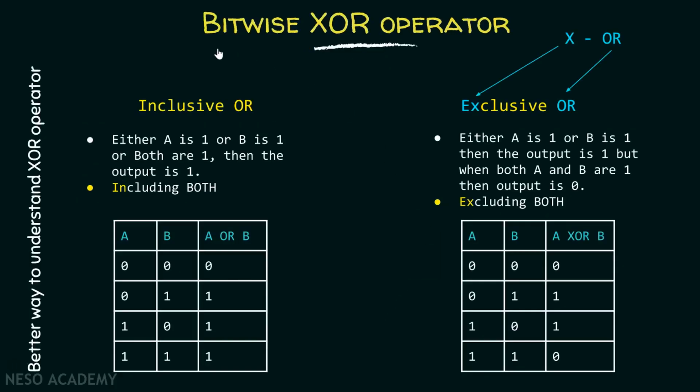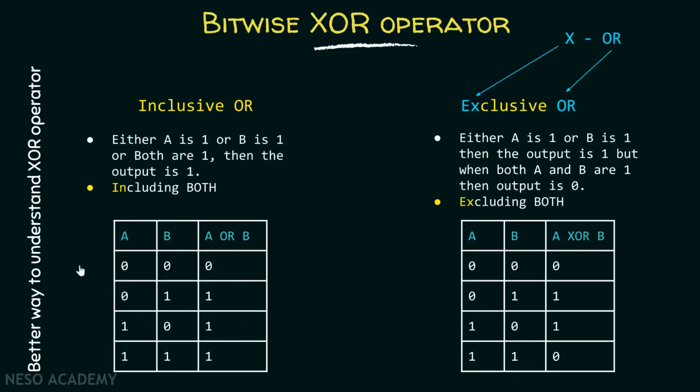Now let's try to understand what the bitwise XOR operator is. But before understanding the concept of the XOR operator in detail, we first try to understand what the inclusive OR operator is, because this is the best way to understand the concept of the XOR operator. According to the inclusive OR operator, when either A is 1 or B is 1 or both are 1, then the output is 1. Suppose A and B are representing one bit of information. Then either A is 1 or B is 1, the output is simply 1. But when both of them are 1, then also the output is 1.